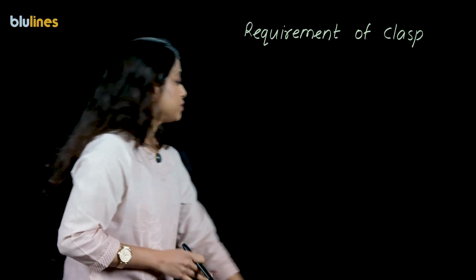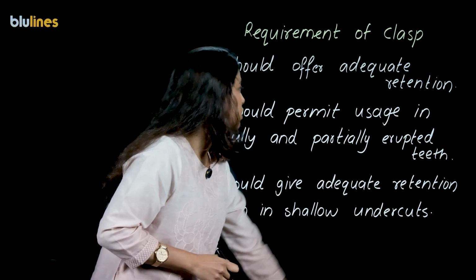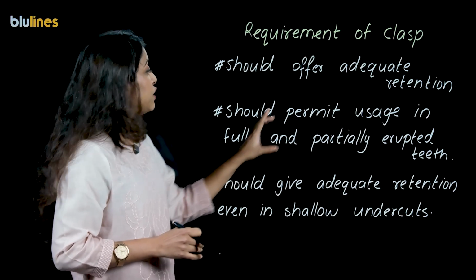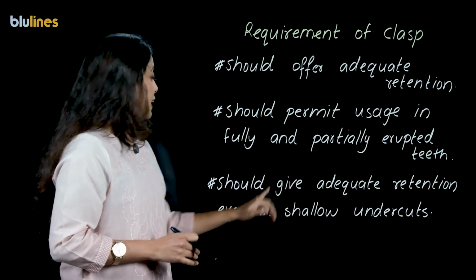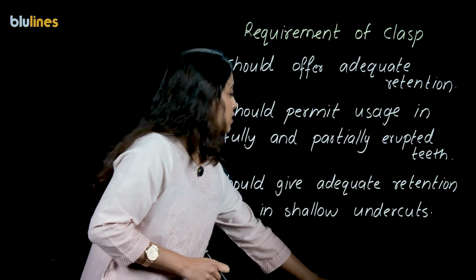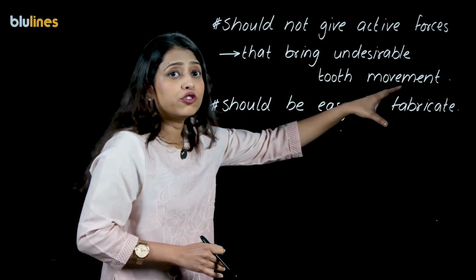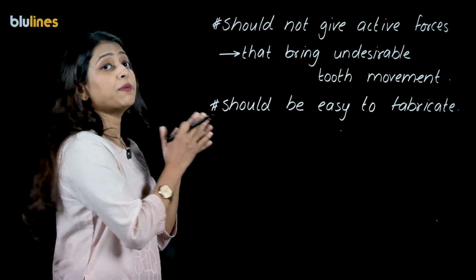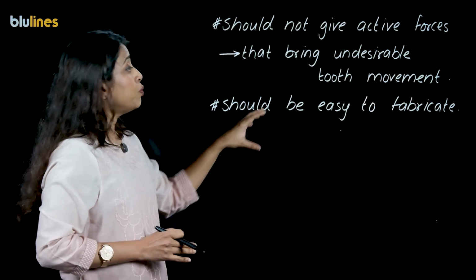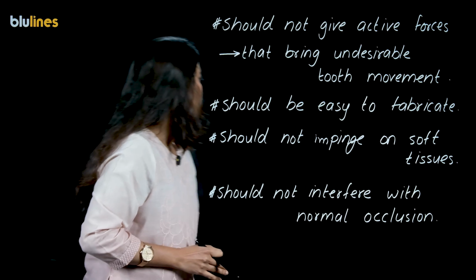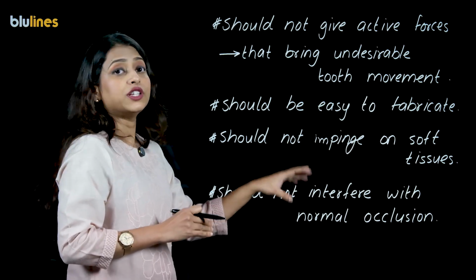Requirements of a clasp. Should offer adequate retention. Should permit usage in fully and partially erupted teeth. Should give adequate retention even in shallow undercuts. Should not give active forces, that is, the clasp should be passive. It should not bring about any undesirable tooth movements. Should be easy to fabricate. Should not impinge on soft tissues. Should not interfere with normal occlusion.